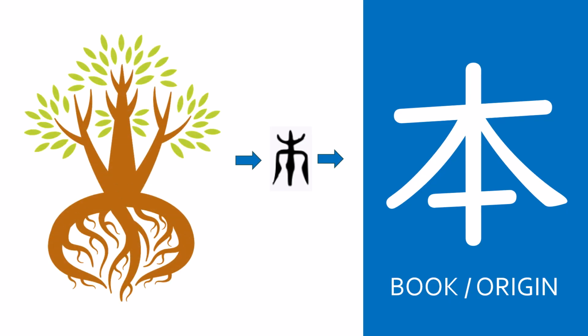This kanji is made from the kanji of tree plus a bulge on the bottom to highlight the roots. This will give this kanji the meaning of origin, while the meaning of book came later.